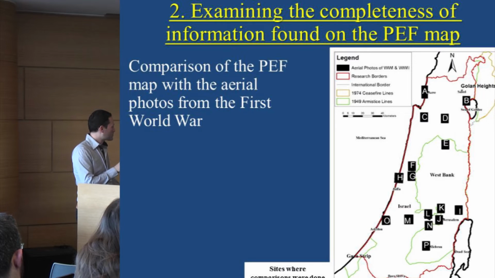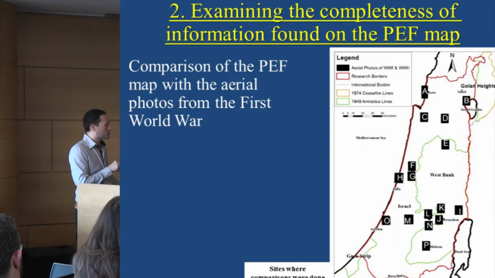So just to sum up here, if we add the scrub, the scattered wood, and the dense wood, there is about 13% of wooded area at the time, in the 19th century. So it's quite a large amount for this region.